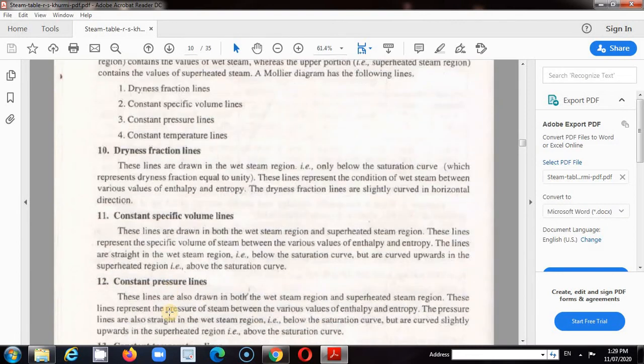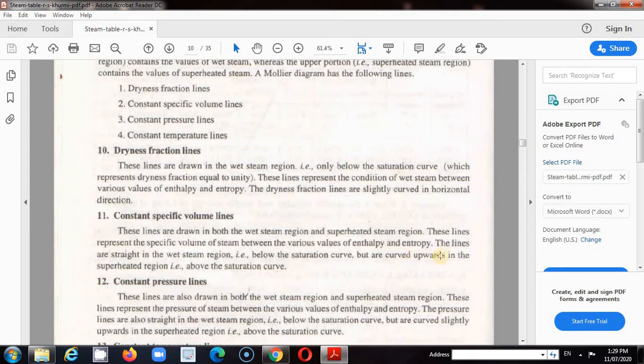Now the next important line in the Mollier chart is the constant specific volume line. These lines are drawn in both the wet steam region as well as the superheated steam region. These lines represent the specific volume of the steam between various values of enthalpy and entropy.